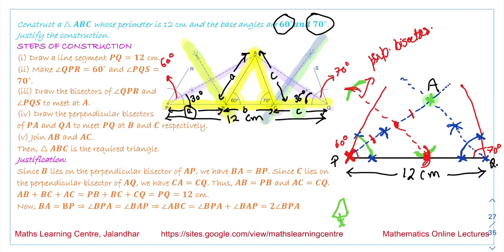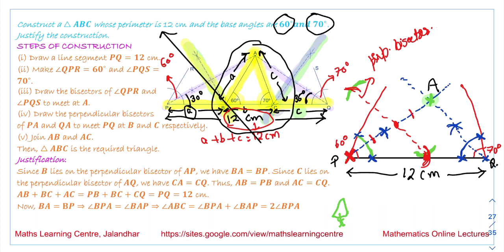Now what we have is the sum of A plus B plus C is 12 centimeter. Sum of these 3, A plus B plus C, is 12 centimeter. So the sum of all these 3 sides, A plus B plus C, is the perimeter of this triangle. We are saying the perimeter of this triangle is 12 centimeters.